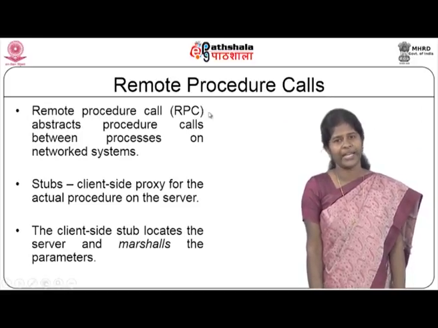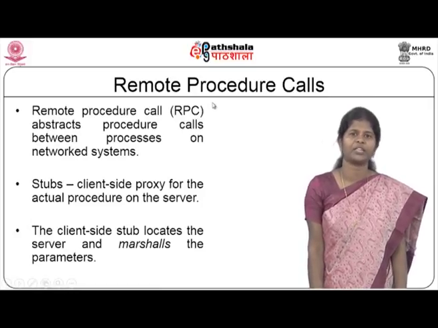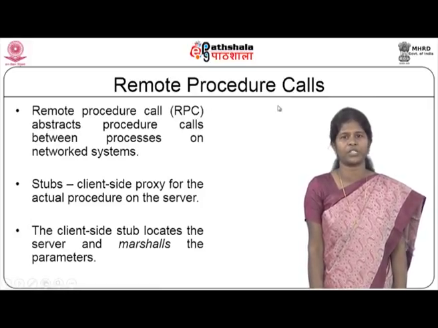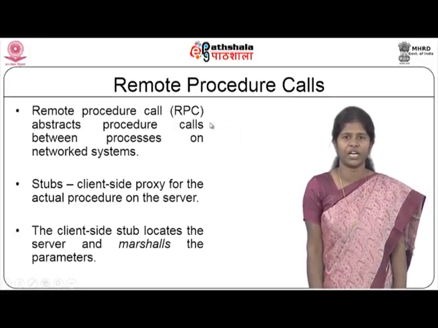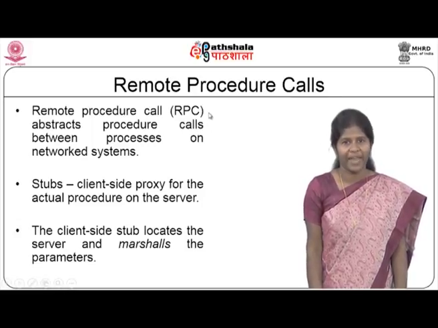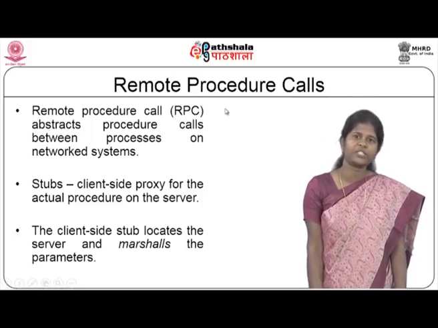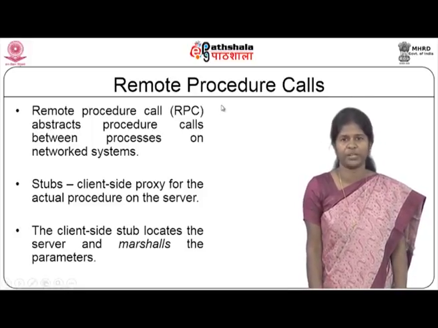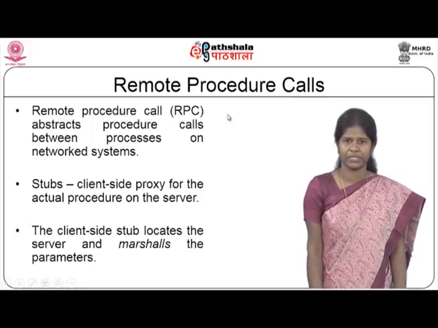And now we move on to the next topic, that is how inter-process communication is provided using remote procedure calls. This is mainly used in distributed systems. That is, you have a procedure that can run on a remote machine, and if you need the services of that procedure, then you can send a request to that machine and get the execution done in that machine and get back the results.